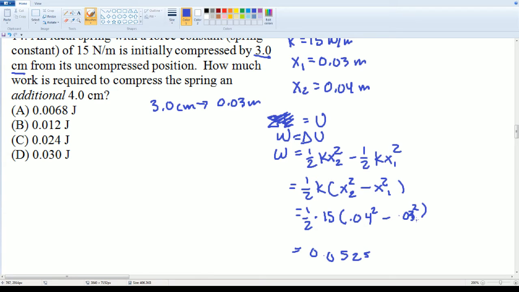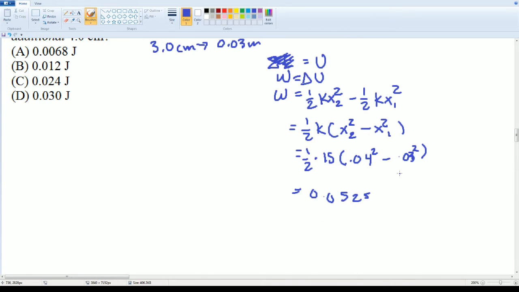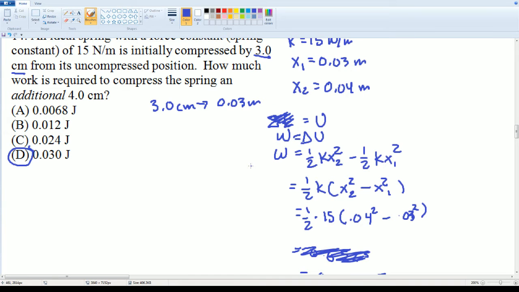So let's try that again. A half times the spring constant, the final squared, and then minus the initial. This is interesting. I might be wrong here. Now I'm getting a different answer. I got roughly 0.0035. Not sure I can go with this value. Looks close, but might be off.